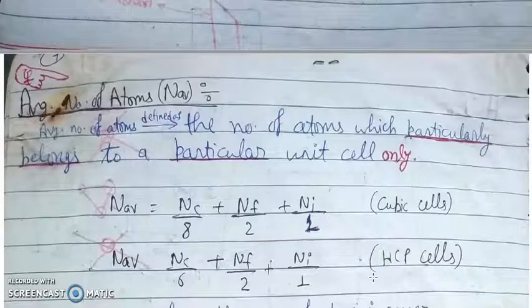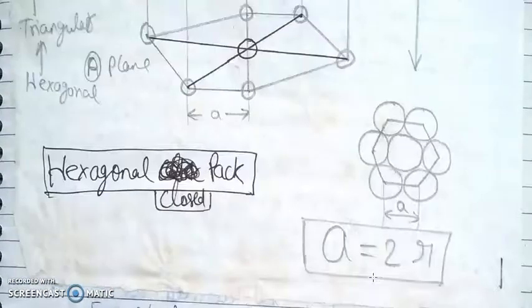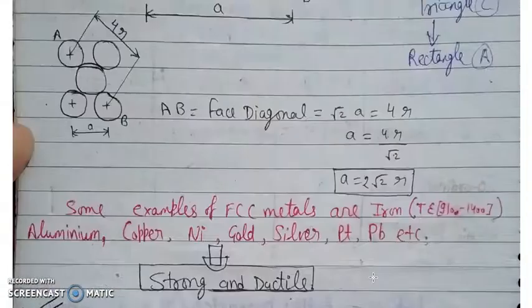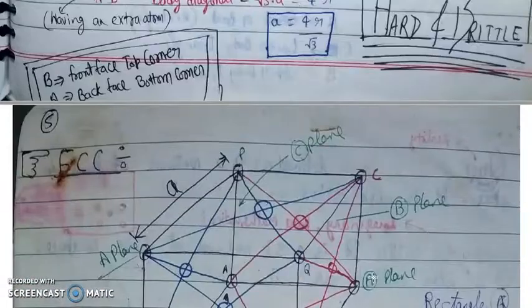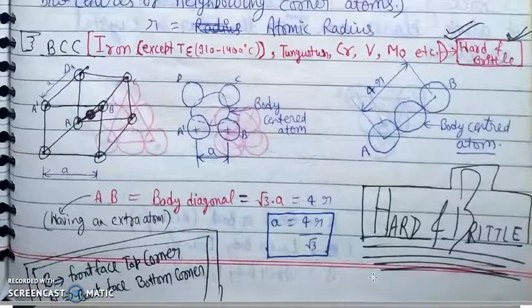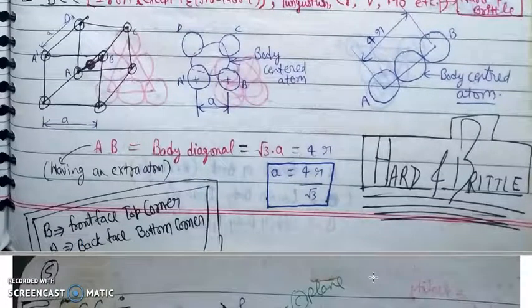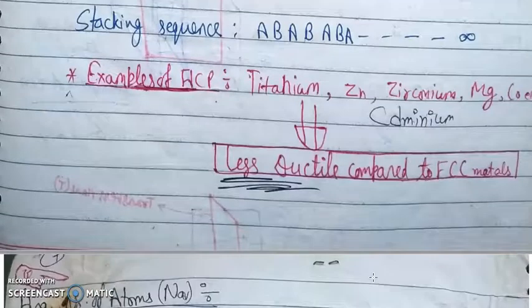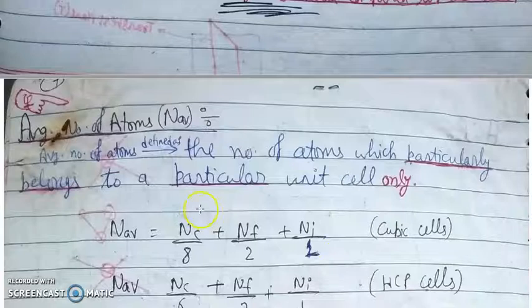That we will start in the next session. Till that time, we have calculated the ratio between a and r of BCC, HCP and FCC. Go through it, and draw the diagrams very neatly on your paper so that you can visualize the HCP structure as well as FCC and BCC, then calculate the value of a and r. In the next session, we will discuss the average number of atoms of BCC, FCC and HCP respectively.